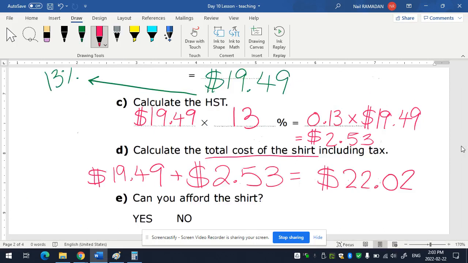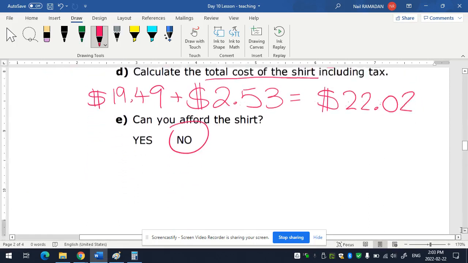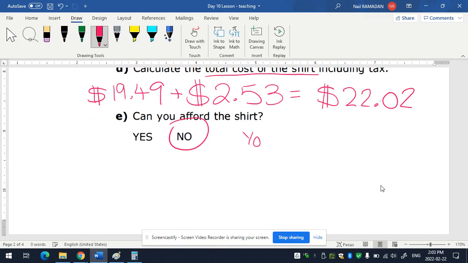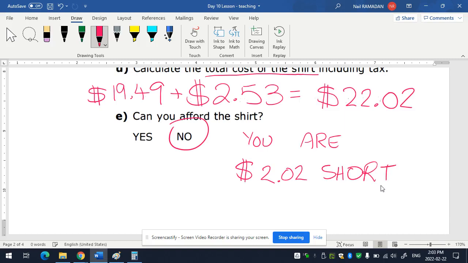Nope. Before you go to the next page, we can just say what as well? You are $2.02 short. Well, then the shirt is the least of your problems.